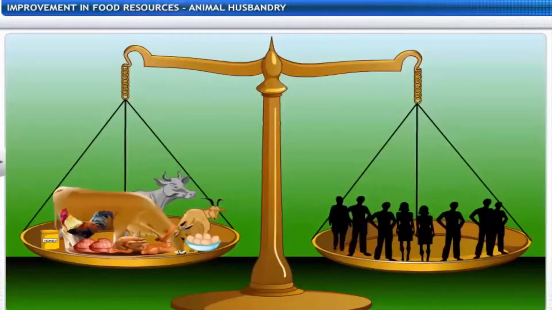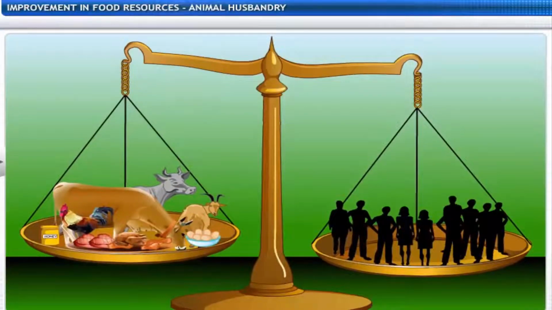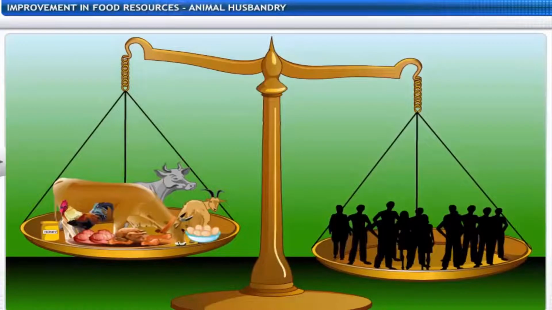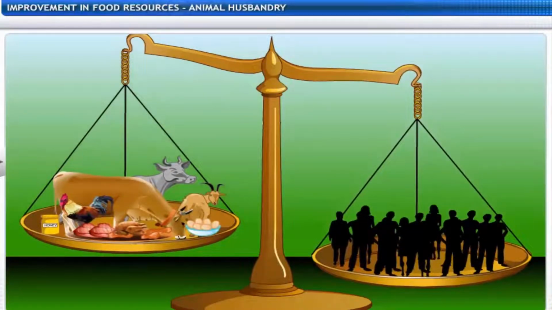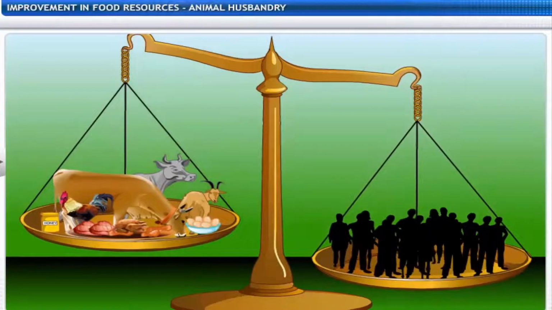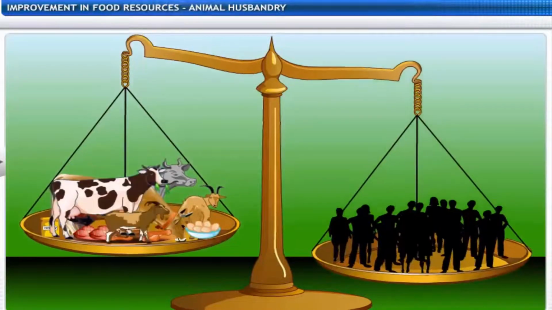The increase in the human population has led to a rise in the demand for meat. Livestock production needs to gear up to meet this increased demand for hygienically produced meat, eggs, and other animal produce such as honey. So how do we ensure these needs are met? That's where animal husbandry comes in.